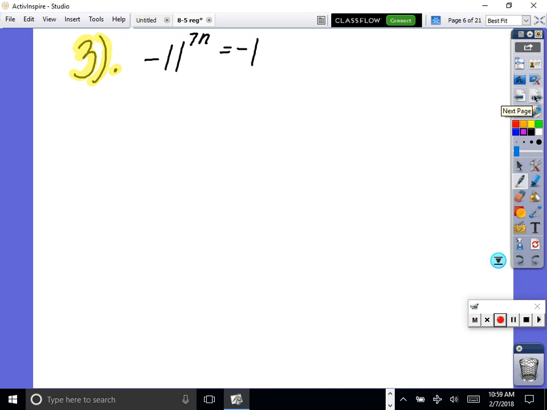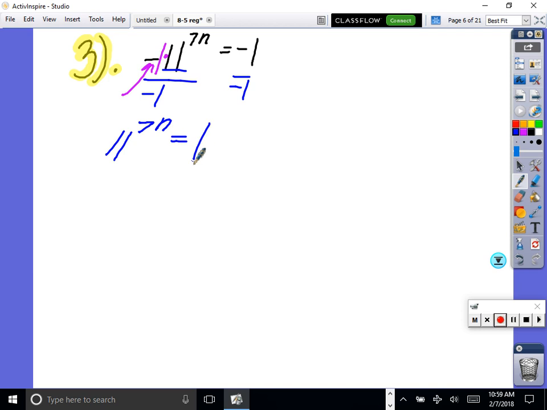So this is an exponential equation. It's not a logarithm. This would not have an extraneous solution. So we'll be able to check our answers and know if we're right or wrong right away. So the first step is to isolate the base. Now this is actually -1 multiplied in front. So you've got to take care of that first. You got to isolate the base. So divide both sides by -1. So now we have base 11 raised to the 7n equals 1.